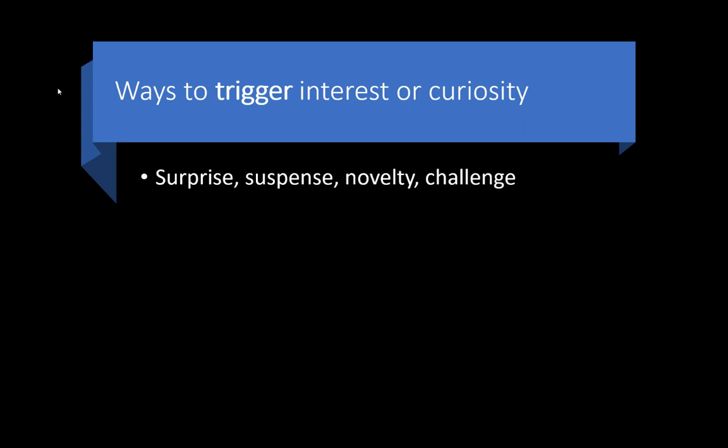The first big one is using novelty, surprise, suspense, challenge, doing things different that students aren't expecting that can generate feelings of interest and curiosity. This is one reason why some teachers like to do a demonstration of a science experiment before we get into learning about it more in depth, with the idea that it's going to trigger students' interest.